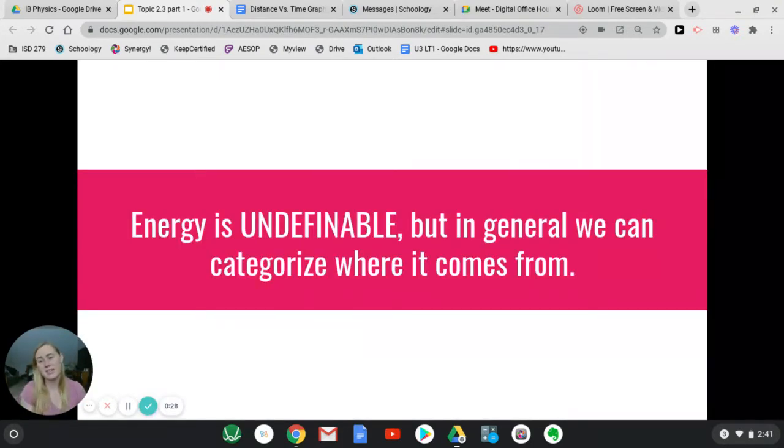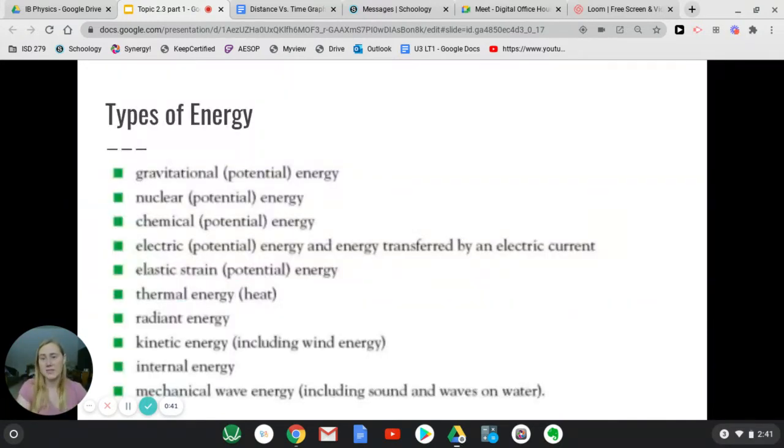But energy is undefinable. In general, scientists can't come up with what it physically is, but we can categorize where it comes from, and that's what we tend to do. So, types of energy that we have around us: gravity energy, nuclear energy, chemical energy, electrical energy, elastic energy, thermal energy, radiant energy, kinetic energy, internal energy, and mechanical wave energy. All of these have definitions in your textbook if you really need to know any of them, but we'll probably talk about them as we need them.